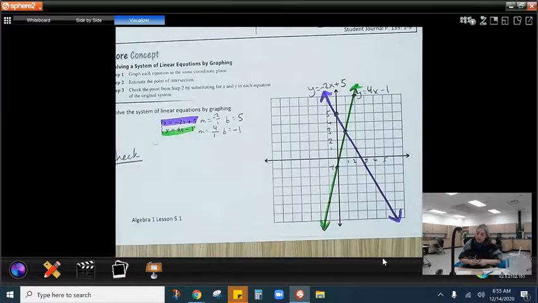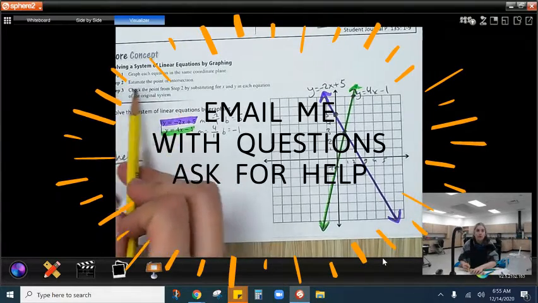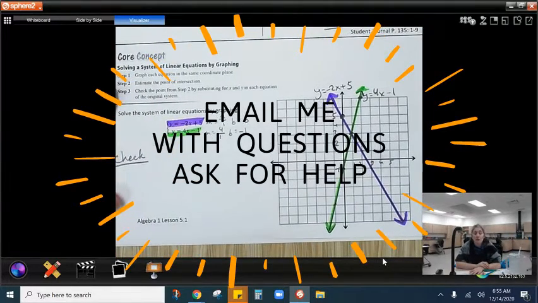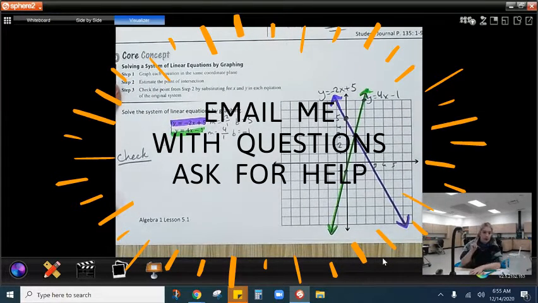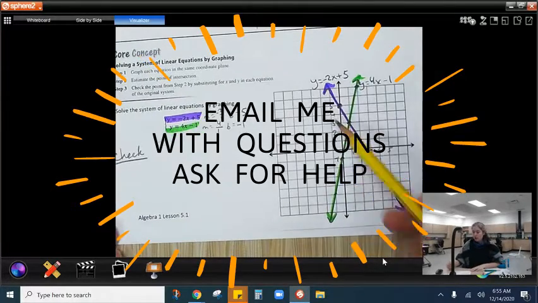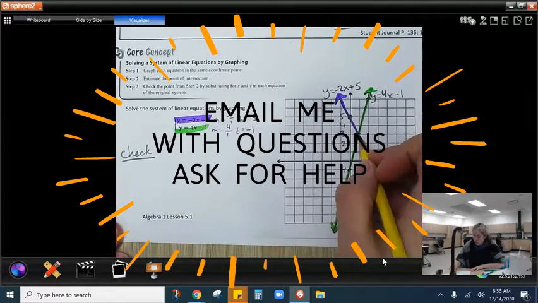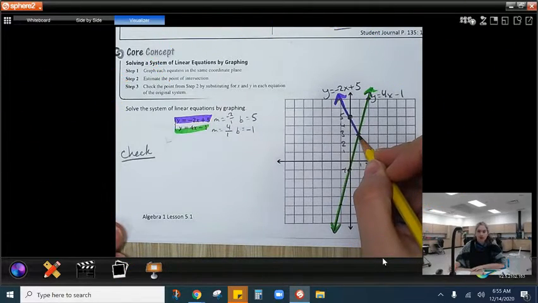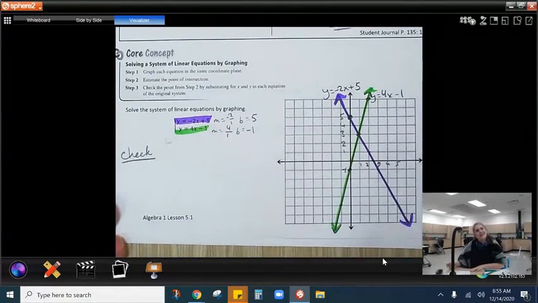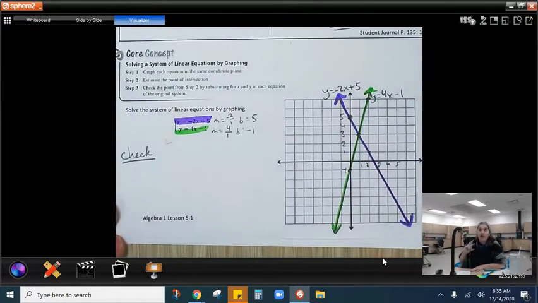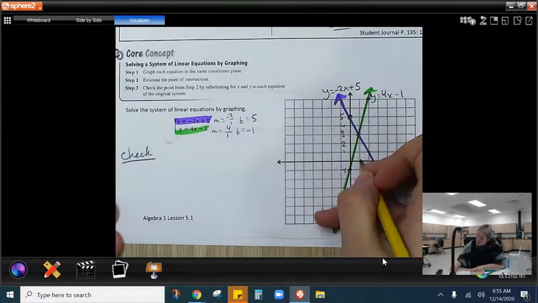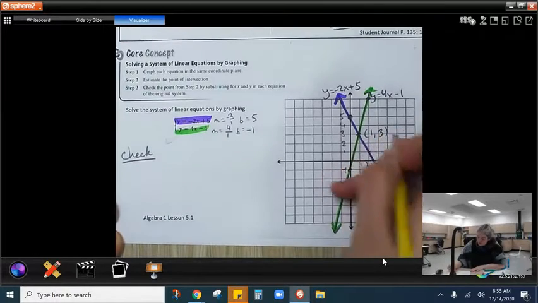There we go. So now our second step here says to estimate the point of intersection. On this one, we really don't need to estimate. It's pretty easy to see. Every single system of linear equations, two lines, will have one point where they intersect. And you can see that, right? Our two lines intersect. They touch right there. That's their point of intersection. And we have to say, well, what is that point? We can look exactly at it. It's a pretty little star point, and it is at 1, 3.